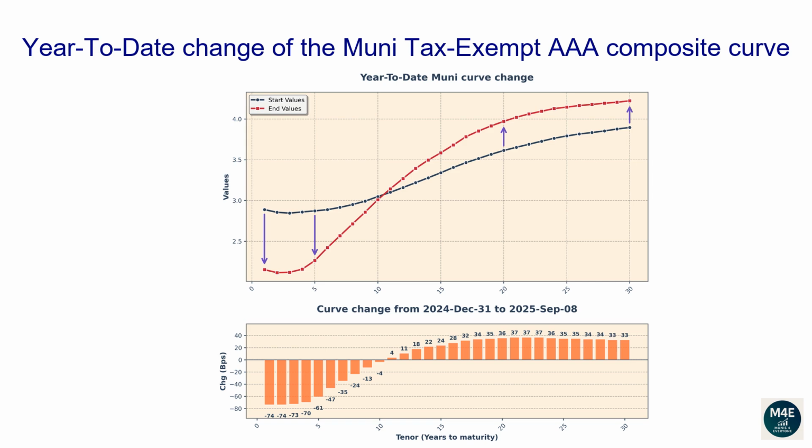The 1-year tenor changed -74 basis points. The 2-year tenor changed -74 basis points. The 5-year tenor changed -61 basis points. The 10-year tenor changed -4 basis points. The 20-year tenor changed 36 basis points. The 30-year tenor changed 33 basis points.